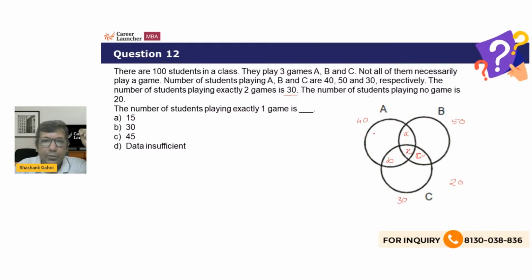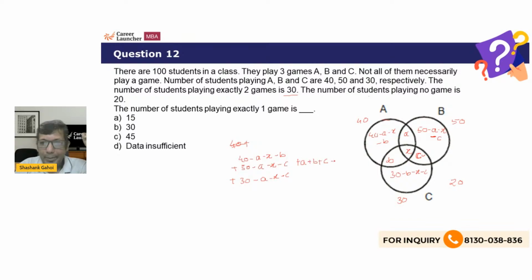Now what is this value? This whole circle becomes 40. So I'm going to write it as 40 minus A minus X minus B. This is going to be 50 minus A minus X minus C. This is going to be 30 minus B minus X minus C. I'm just adding all the numbers: 40 minus A minus X minus B plus 50 minus A minus X minus C plus 30 minus B minus X minus C. That is exactly 1. Plus A plus B plus C.